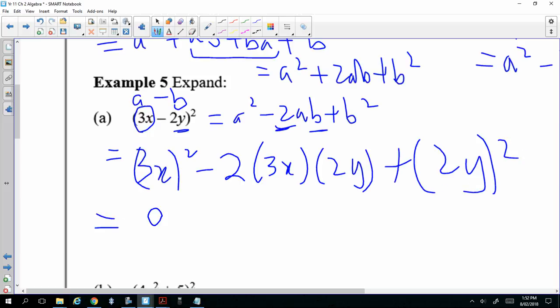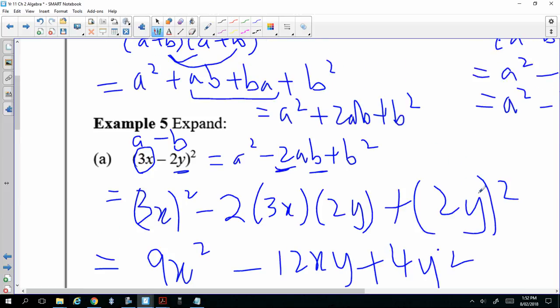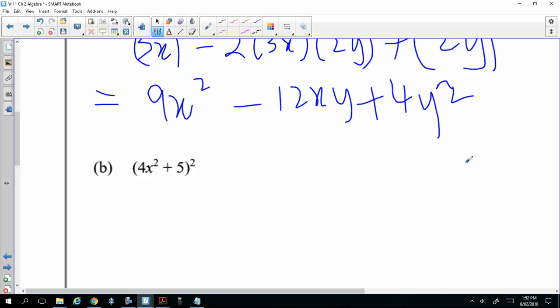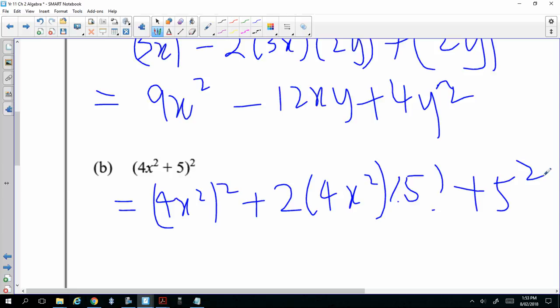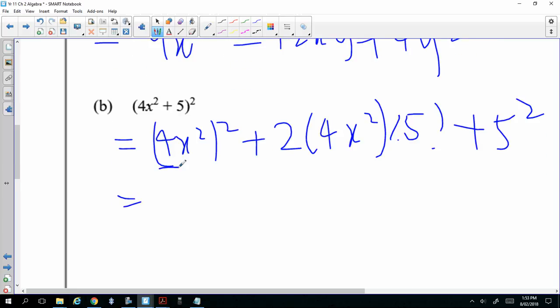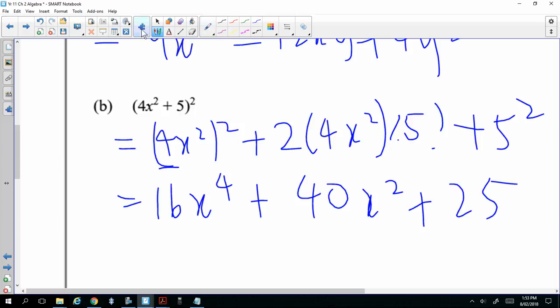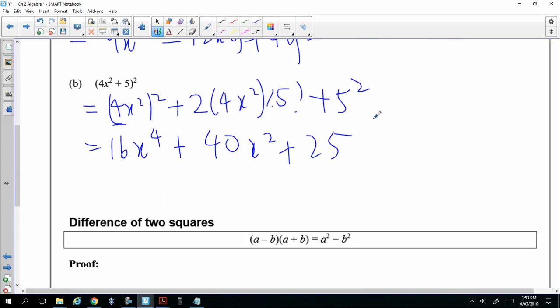And now you just have to simplify it. Make sure you square the 3, and then you have to multiply all of these together, which is 12xy plus 4y squared. Then the next one, (4x squared plus 5) squared: 4x squared squared plus 2 times 4x squared times 5 plus 5 squared. Same thing. Remember to square the 4, which is 16x to the power 4 plus 40x squared and then 25. So make sure you memorize these formulas, and they are not on the formula sheet. Make sure you memorize them.